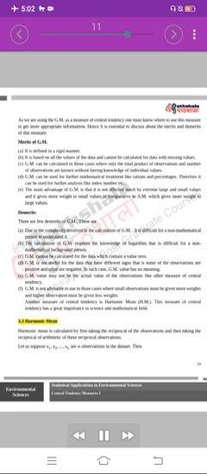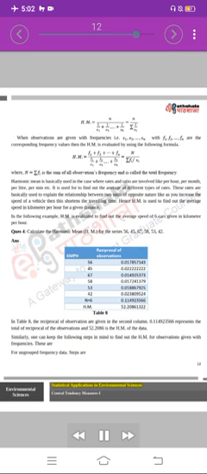3.3 Harmonic mean. Harmonic mean is calculated by first taking the reciprocal of the observations and then taking the reciprocal of the arithmetic mean of these reciprocal observations. Let us suppose x1, x2, ..., xn are n observations in the dataset. Then HM equals n divided by (1/x1 + 1/x2 + ... + 1/xn), which equals n divided by the summation of 1/xi.